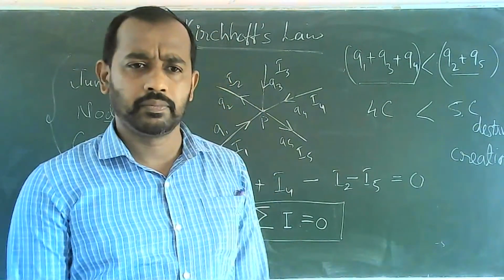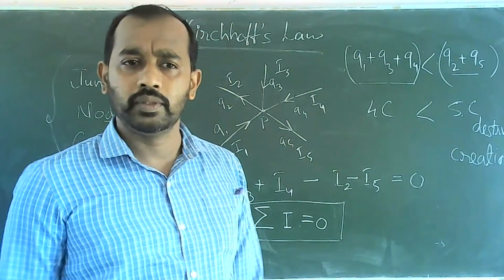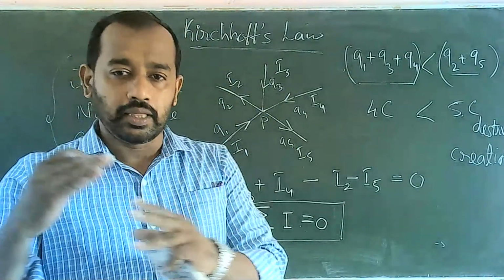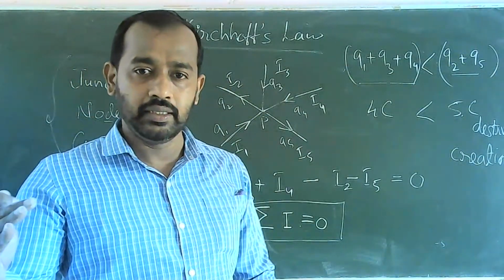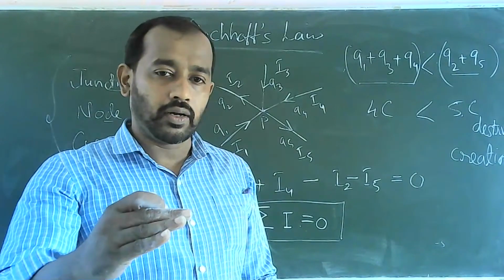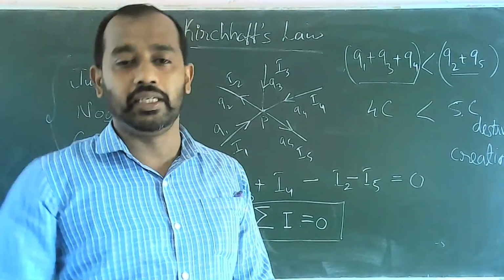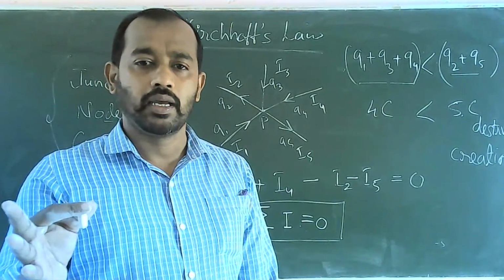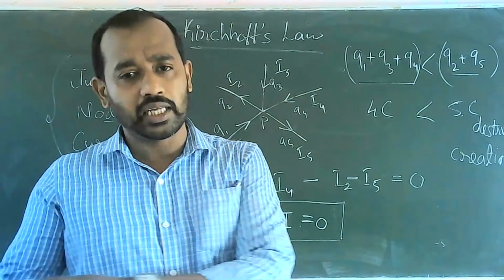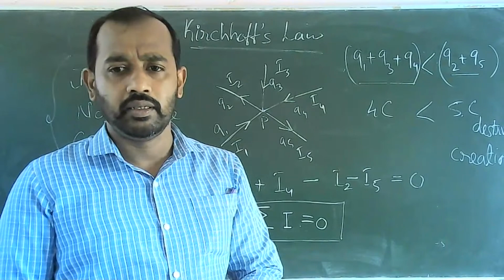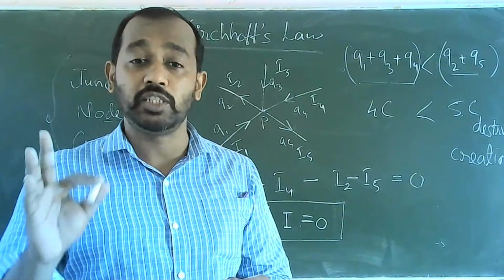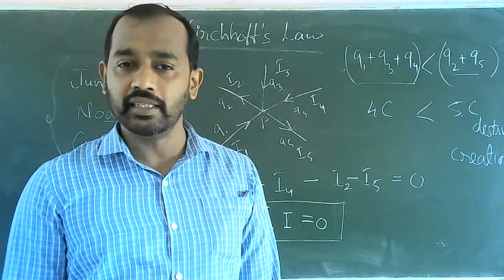What is the problem with this? Do you have any clue? The charges entering the junction are not equal to the charge leaving the junction. Either one of them is greater or the other one is smaller. Is that possible? Do you have any clue? It cannot be possible. It is impossible.